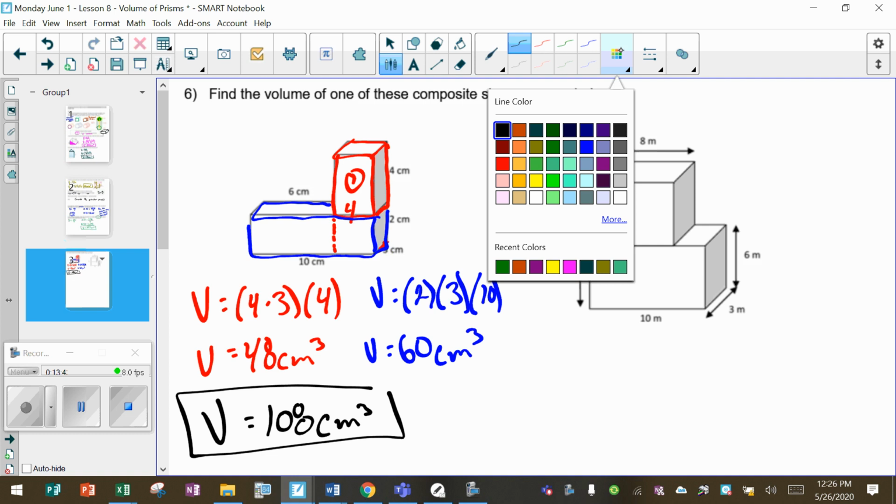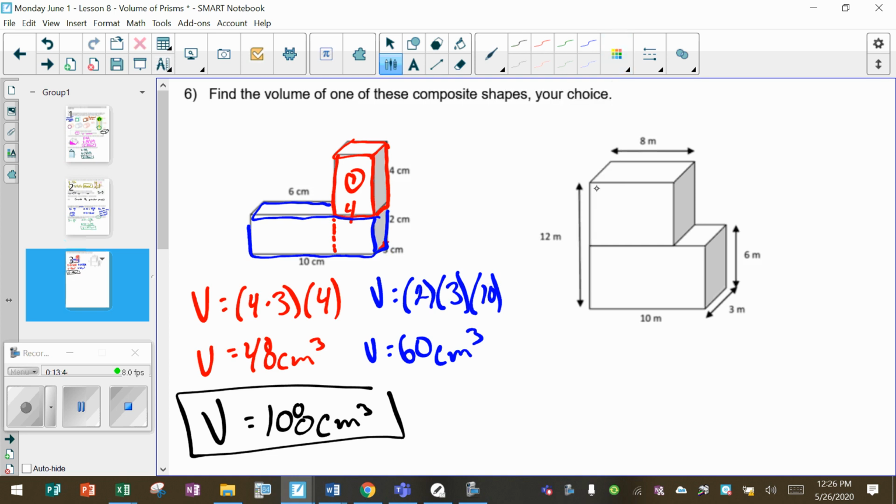And then if you chose the second one, again, it's kind of obvious how I broke this up, because you can see where the division lines are. Looks like 2 blocks, one on top of the other. So the volume of the top half, smaller piece on top, would be 8 by 3, and then 6 meters tall. So that ends up with 144 cubic meters.